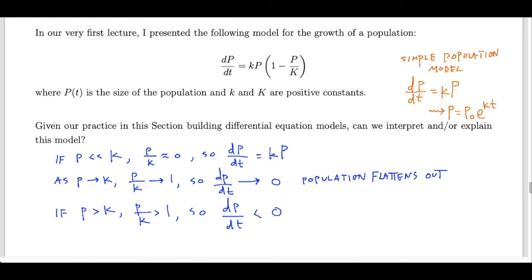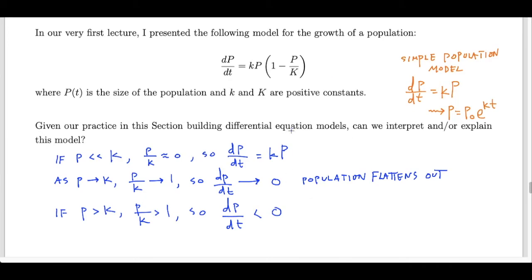The last case to consider then in terms of this second factor is the case where p is greater than k. If p is greater than k, then this fraction is greater than 1, and so this overall factor would be negative. That would lead the derivative on the right-hand side to have a negative value.